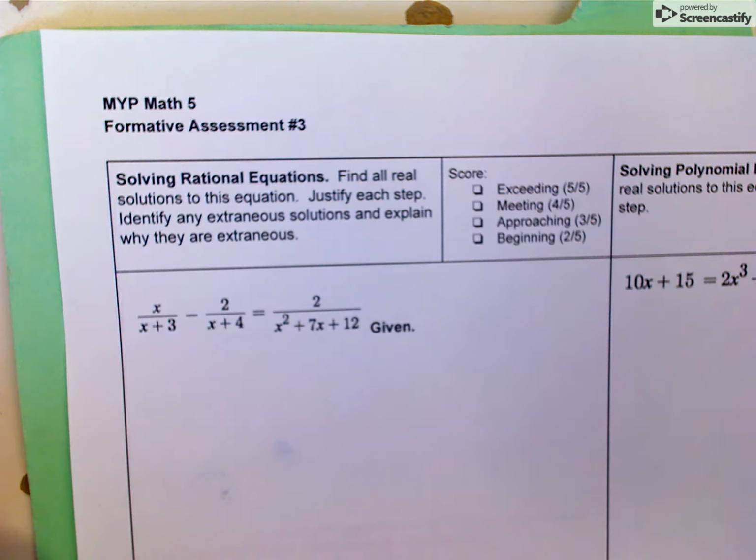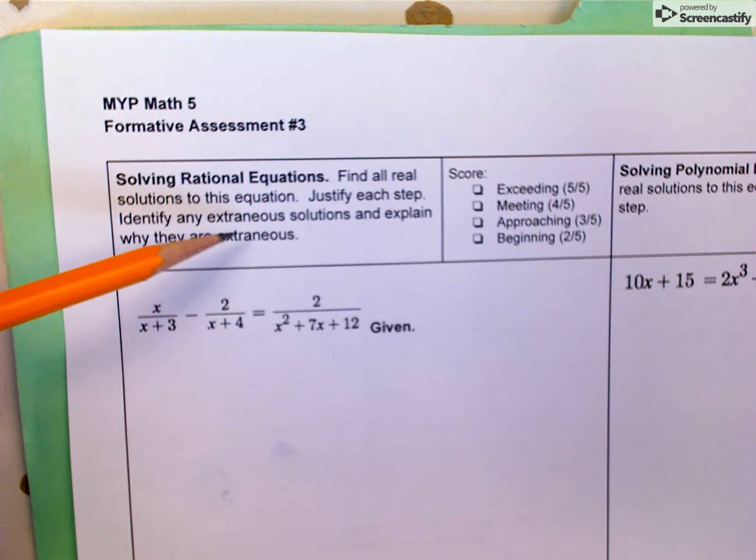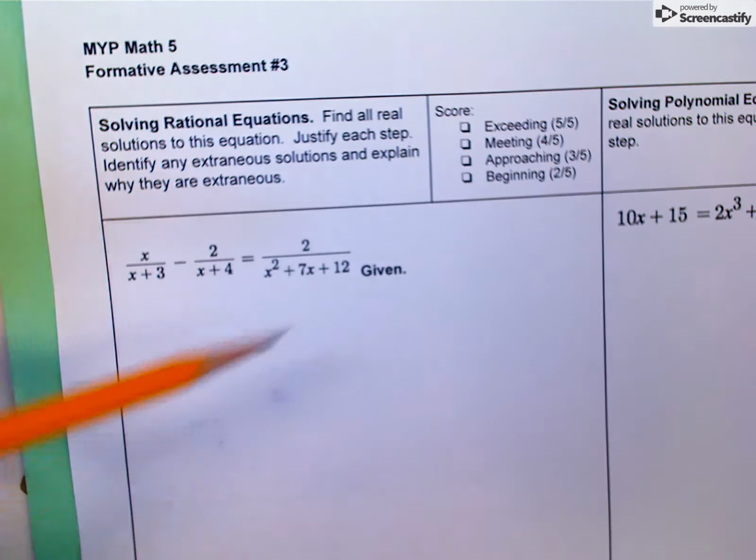On the third formative assessment, our first problem was to solve a rational equation. We are asked to find all the real solutions to this equation, to justify each step, and then to identify any extraneous solutions and explain why they are extraneous. So let's get started. I've been given this rational equation.